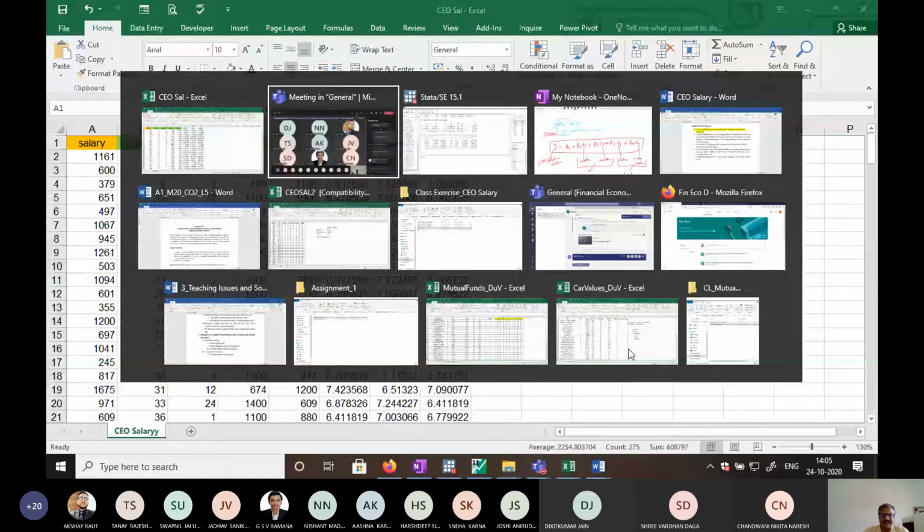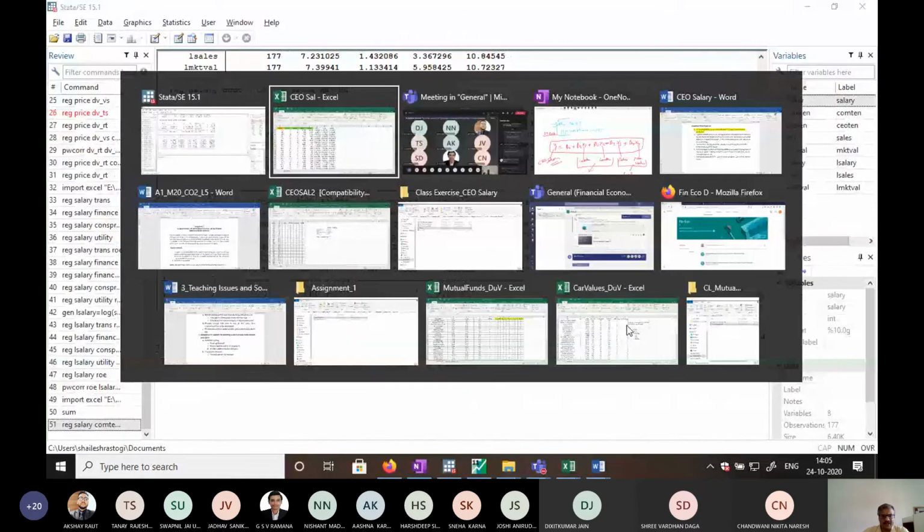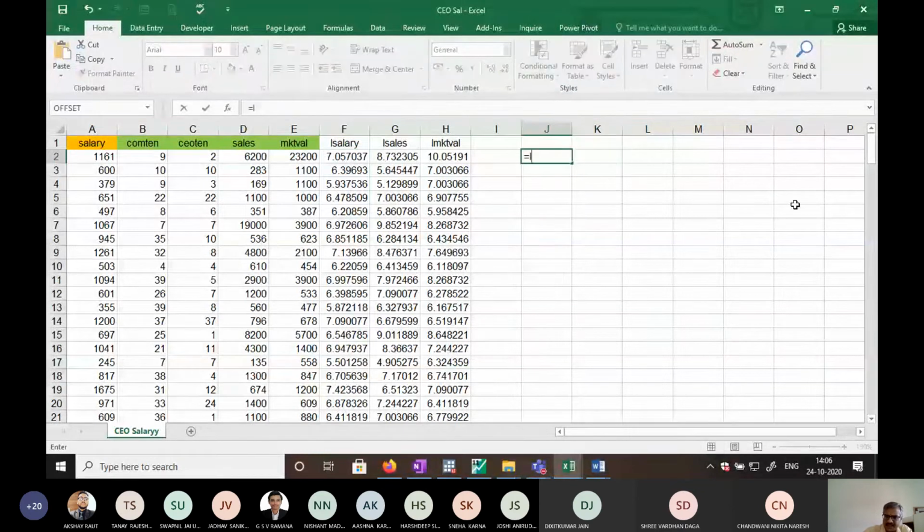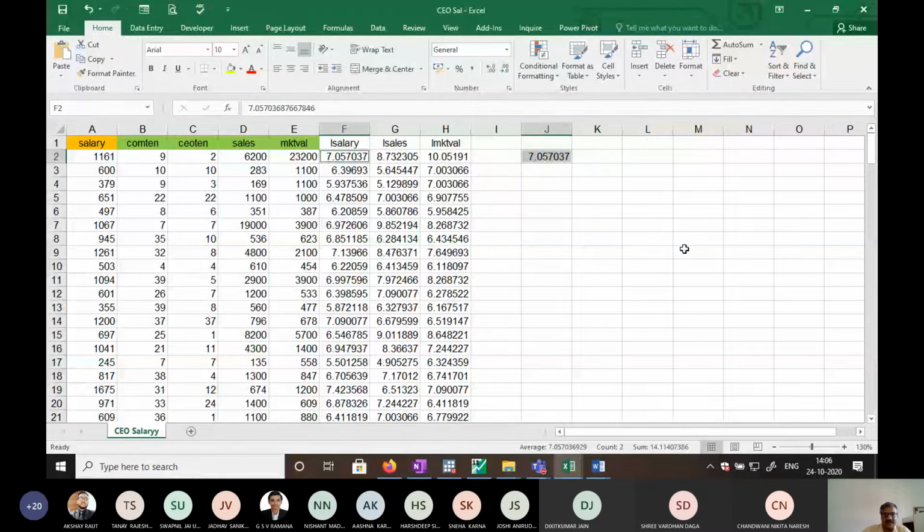So there are different ways. Here, if you look at this, I can straight away use ln, the natural log we usually calculate in finance. If I have to calculate the log of sales, this is the formula: equal to ln, and as you are finding, these two are the same. So this variable has been converted from salary to L salary, or log salary. This is one way by which it can be done.